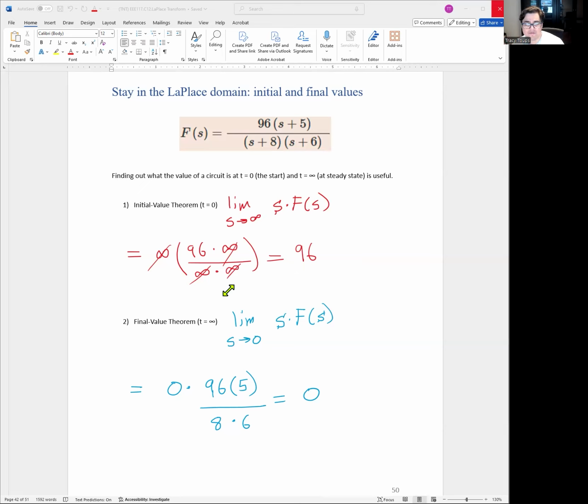Another equally important theorem is the final value theorem. What happens if I leave the circuit on for 5 days? Does it explode? Does it go to 0? Does it settle to a regular number? That's always important to know as well.